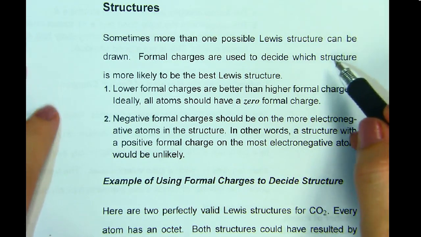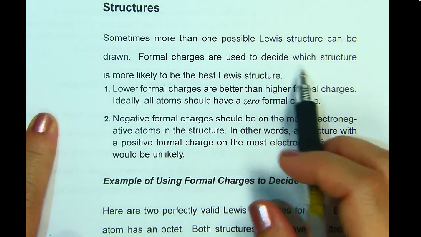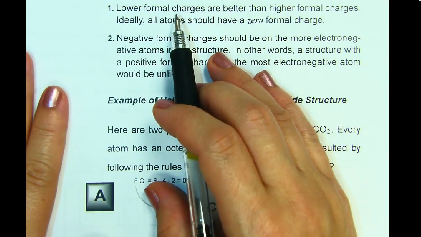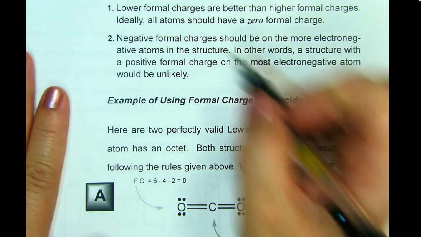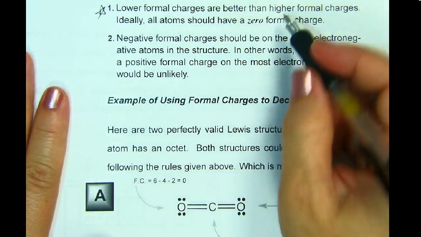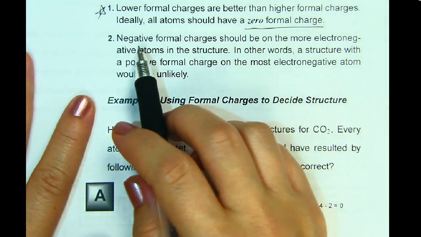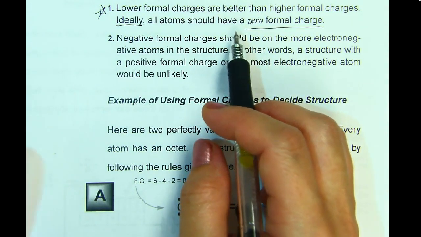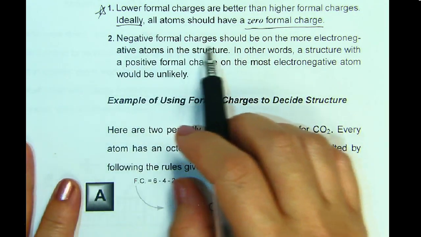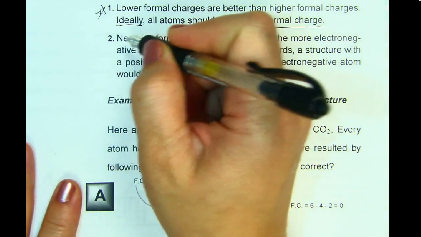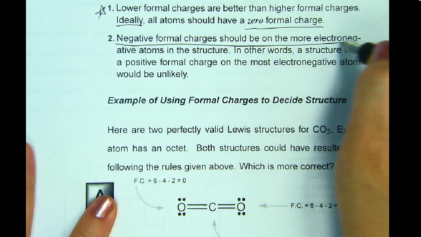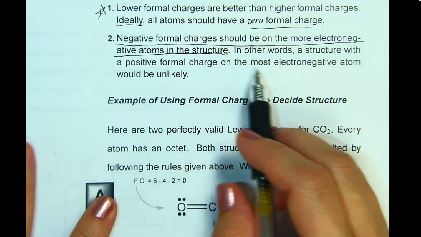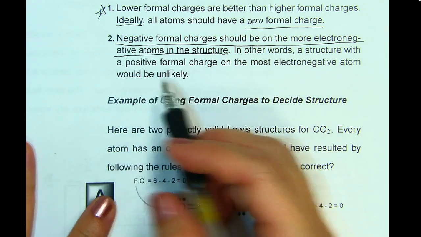Using formal charges to choose Lewis structures. Sometimes more than one possible Lewis structure can be drawn. Formal charges are used to decide which structure is more likely to be the best Lewis structure. Lower formal charges are better than higher formal charges. Ideally, all atoms should have a 0 formal charge. That doesn't mean they do; it would just be best if they all had a 0 formal charge, but they might not. Negative formal charges should be on the more electronegative atoms. This is a very important statement right here. In other words, a structure with a positive formal charge on the most electronegative atom would be unlikely.